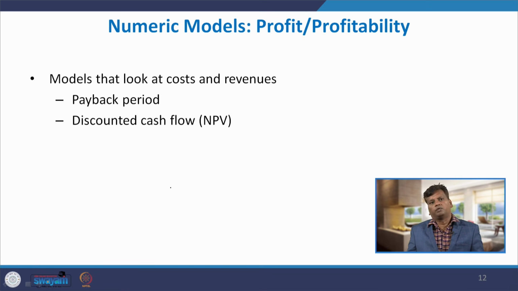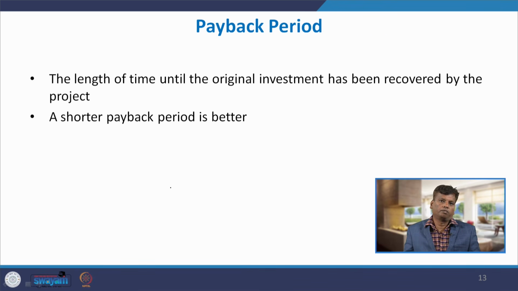What are the methods for choosing the project? One is the payback period, the second one is discounted cash flow, that is, net present value. We can choose a project by considering the payback period of that project, or we can choose the project based on their NPV, net present value. About these two techniques, we will discuss in detail in the next slide. First, we will discuss the payback period.